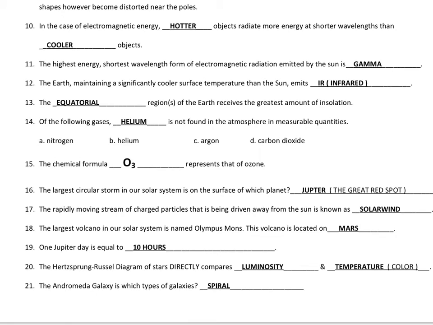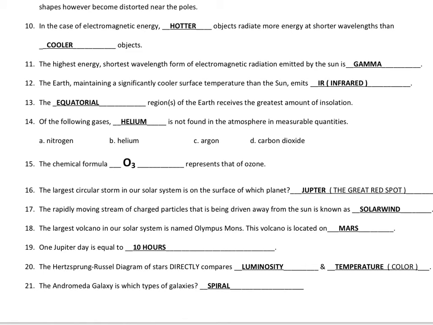The largest volcano in our solar system is named Olympus Mons. This volcano is located on Mars. Olympus Mons on Mars. Too easy. And remember, that is a shield volcano. One Jupiter day is equal to just under 10 hours. It's like 9 hours and 56 minutes. We'll just call it 10 hours.